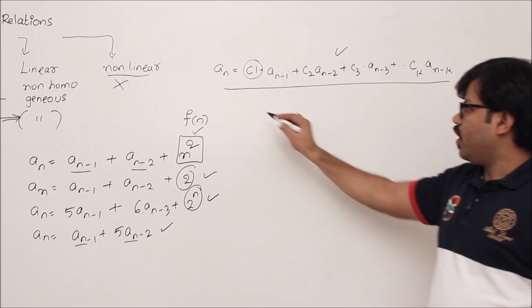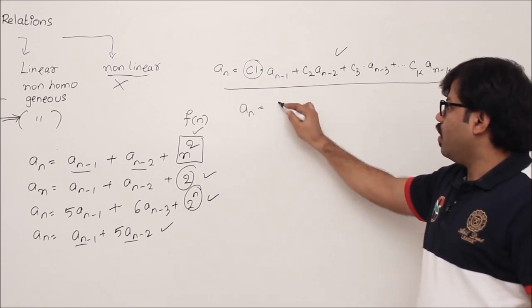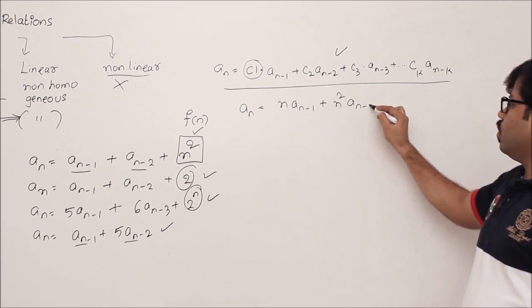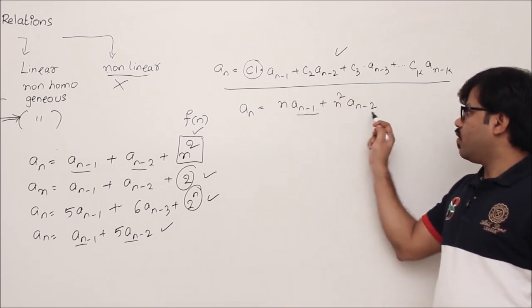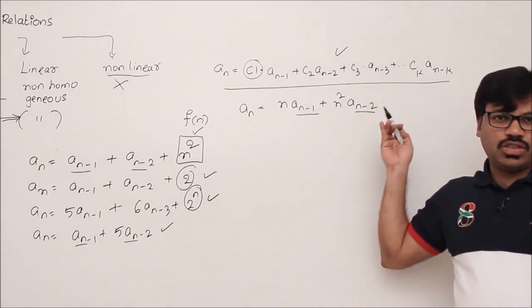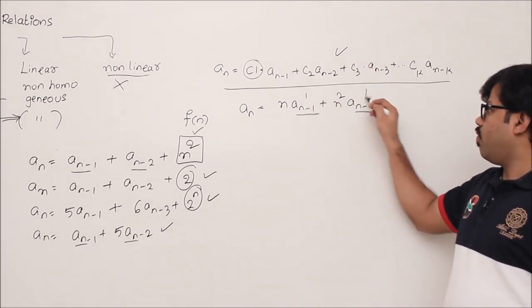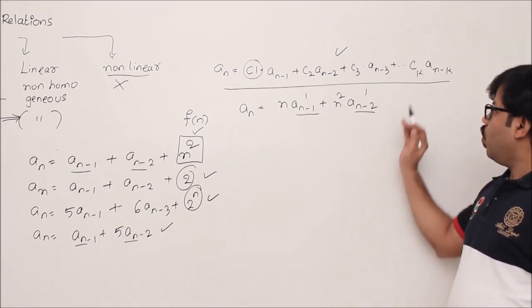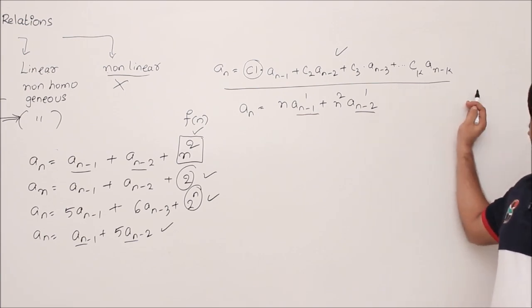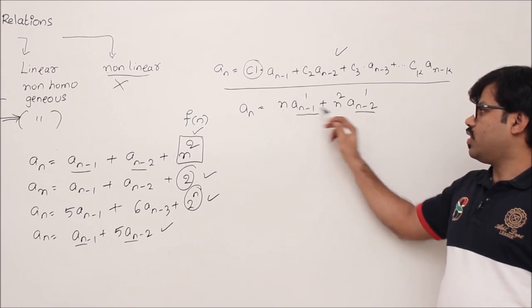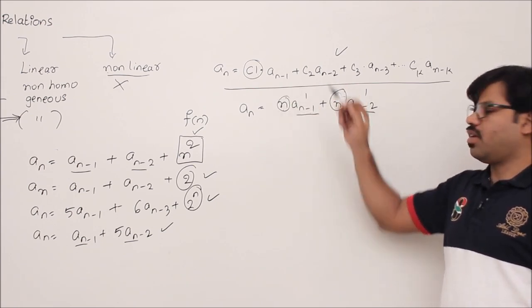Now one more example, you see, an equal to n into an minus 1 plus n square into an minus 2. Here we have an minus 1, an minus 2. We don't have powers on an minus 1 or an minus 2, correct? Just power of 1, power of 1. Then that is linear. So this is linear. Second, it is homogeneous, because there is no f of n, right? So it is homogeneous but with non-constant coefficients. Here coefficients are not constant.